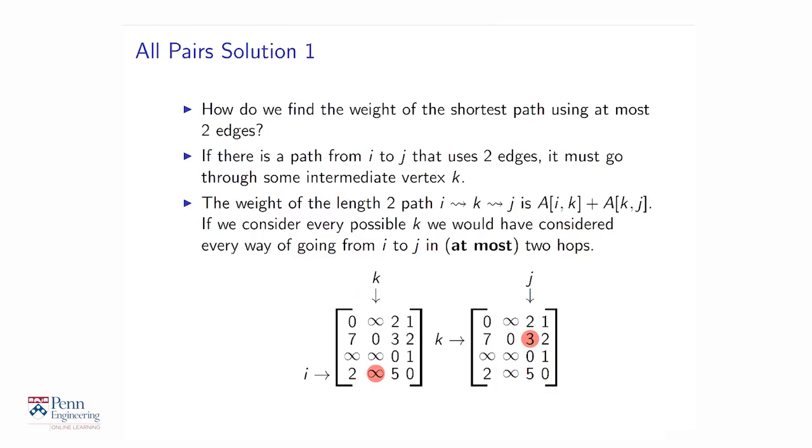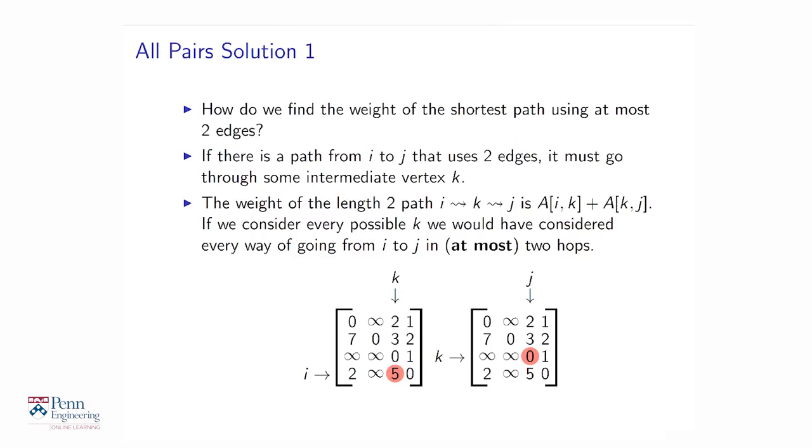Or you could take an edge of length infinity, because there's no edge from 4 to 2, plus an edge of length 3. This path has length infinity. That's not a good path. Or you could take an edge of length 5 and an edge of length 3. In this case, k is equal to j. So that means that we're going from i to j directly on a length 5 edge, and then going from j to j on length 0. That's not so great. The total is 5.